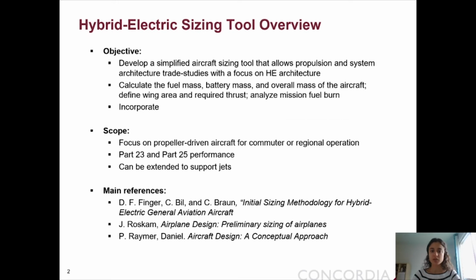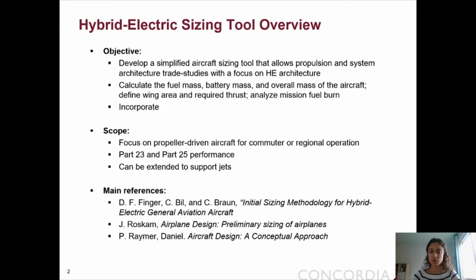The objectives of the project are to develop a simplified aircraft sizing tool, allowing propulsion and system architecture trait studies, as well as to calculate the fuel, battery, and overall masses of the aircraft, to define the wing area and the required thrust, and to analyze the fuel burn, particularly for hybrid electric propulsion system architectures.